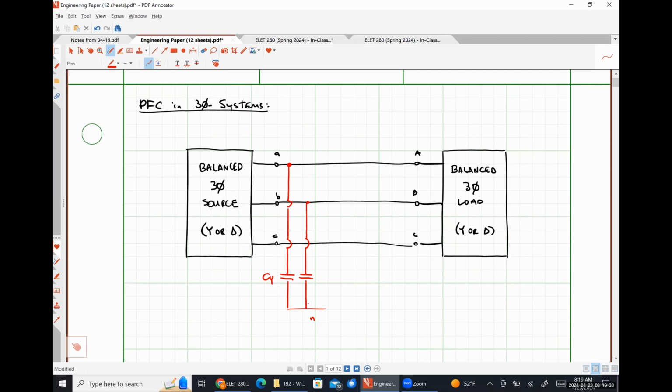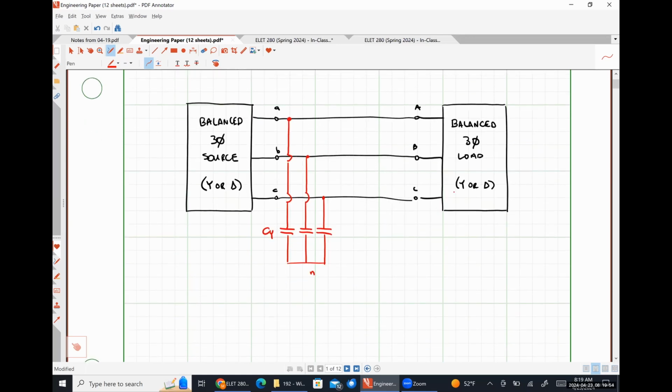Okay. So there's the A phase. Here's the B phase. And here's the C phase. All three of those capacitors have the exact same value, CY. So this is my Y-connected capacitor bank.